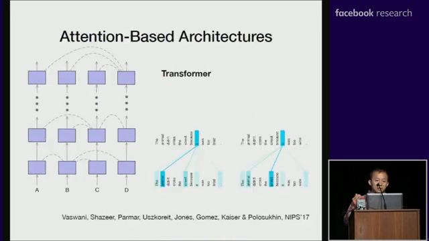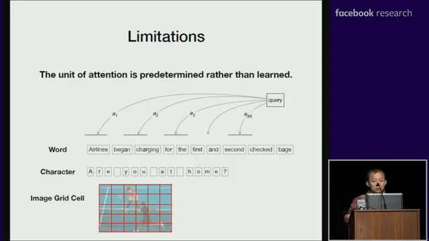Rather than having attention just as an add-on component, architectures that are solely based on attention mechanisms, such as the Transformer, have achieved state-of-the-art results on many deep learning tasks. While attention mechanisms have played a central role, they are limited in that the unit of attention is predetermined rather than learned. For example, a model has to attend to a predefined token in a sequence problem or a fixed image cell in an image understanding task.